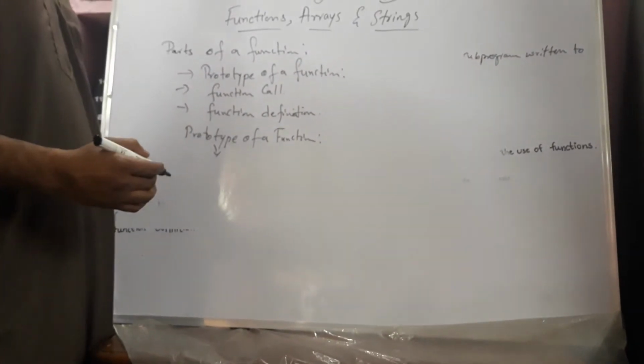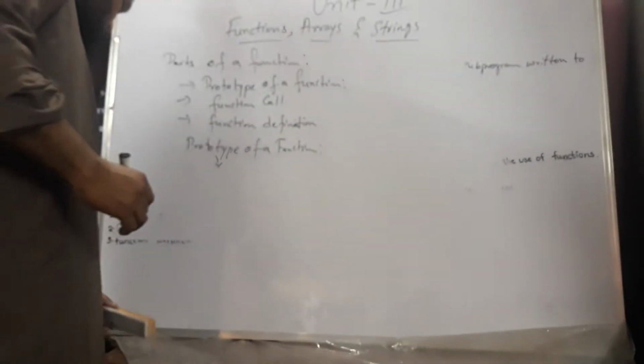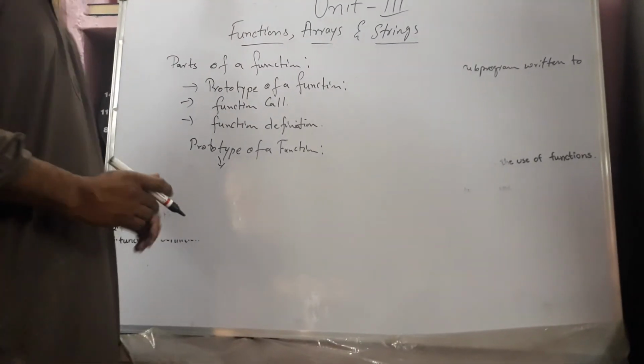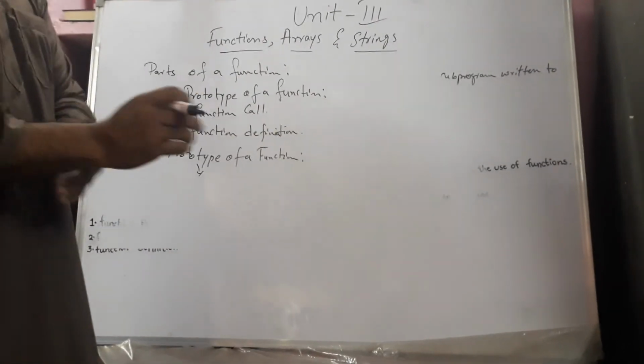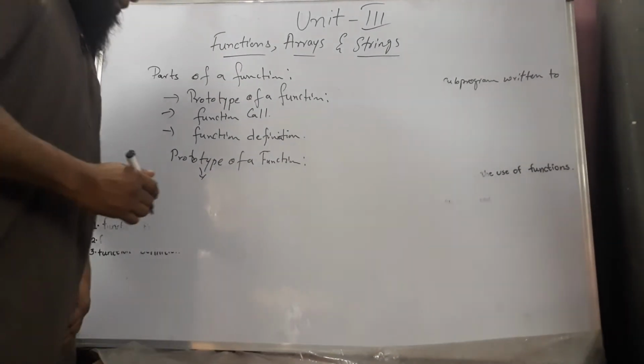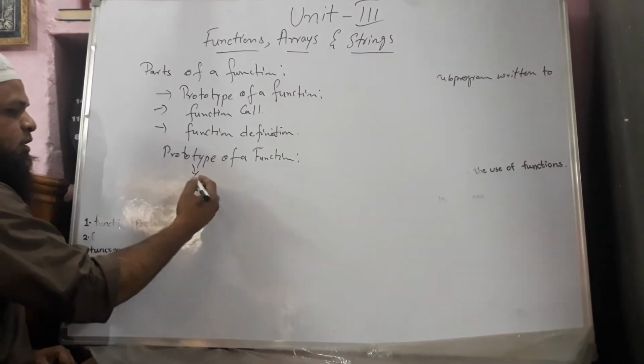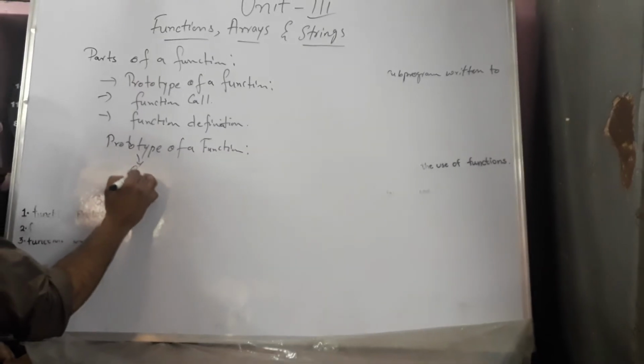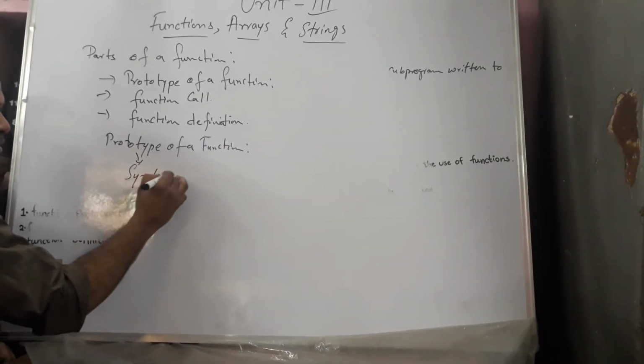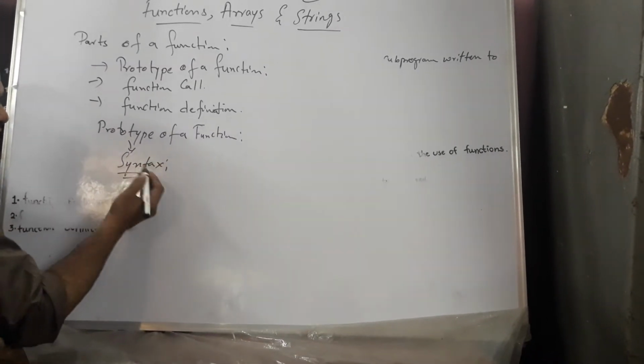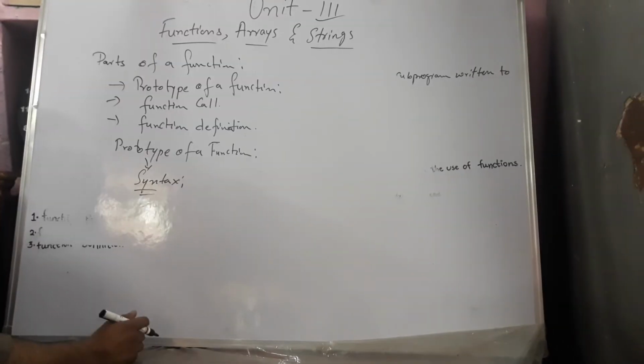Prototype means declaration of a function. It is a rule for what values the function is going to return and what this function is going to do. What type of function is it? So we'll discuss the prototype of a function and how we are going to write the syntax of a prototype. Syntax means the general rule, the procedure to write a prototype.